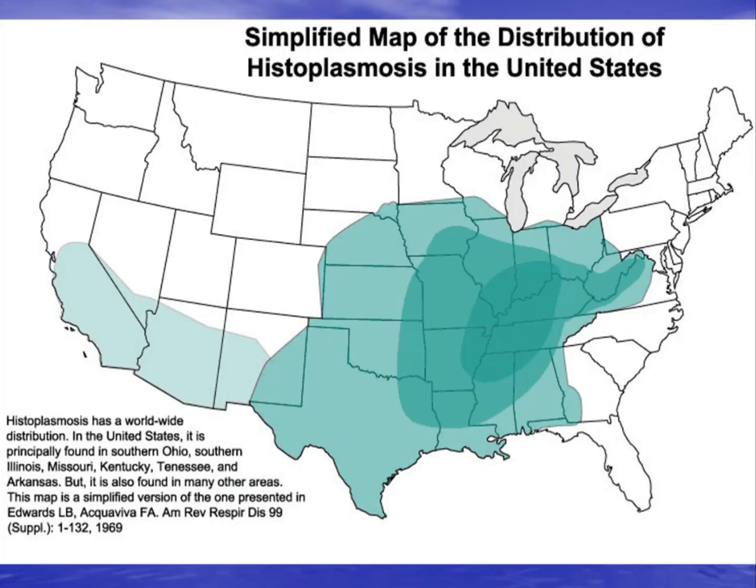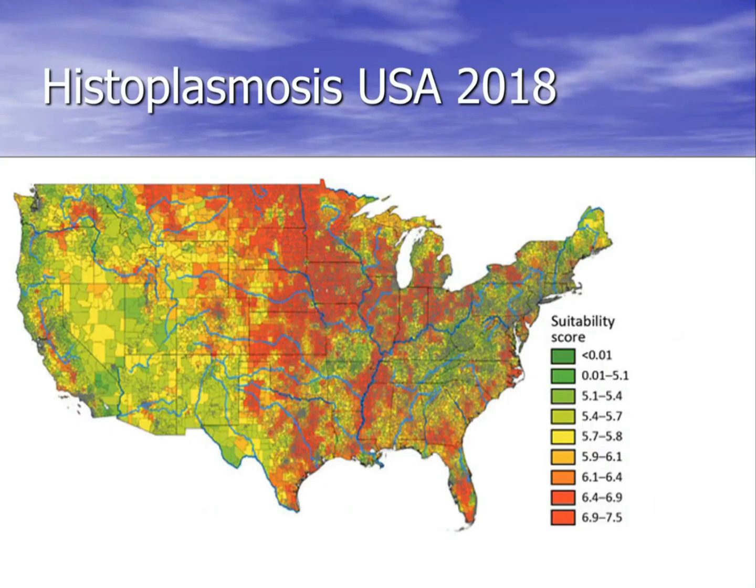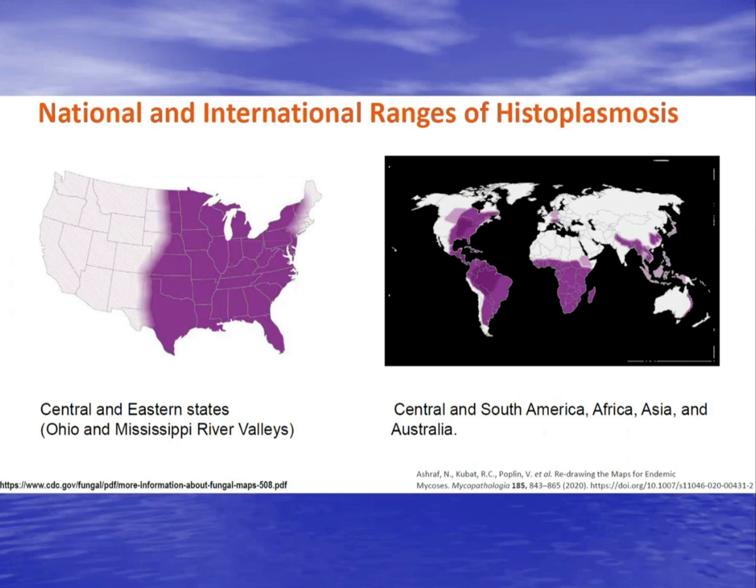As you know, it's the Mississippi, Ohio River Valley area. I used to say it's not in Florida, but apparently it's in the caves of the Panhandle. And they're saying that it might be wider spread than we actually think. And here's the CDC range. Now, I told you there's other histo outside of the US. So you see it in Central and South America, Sub-Saharan Africa, parts of Asia, Europe, Australia.